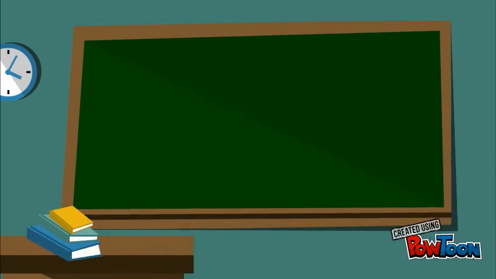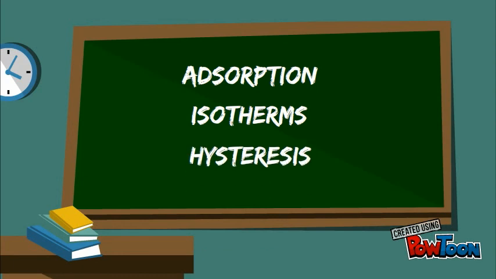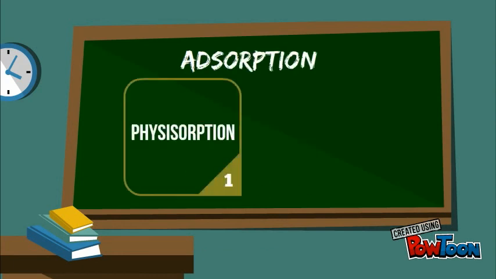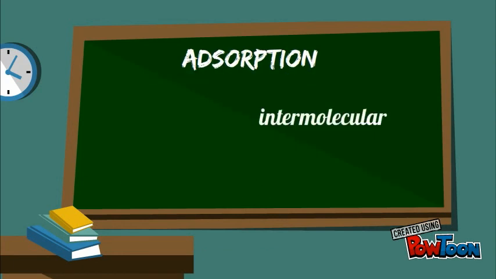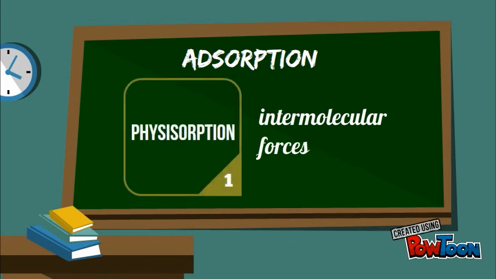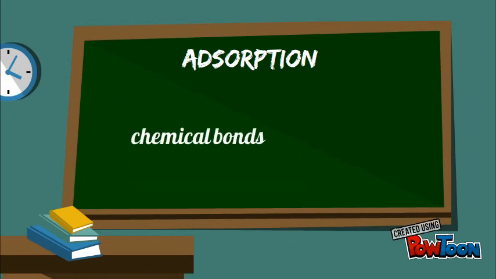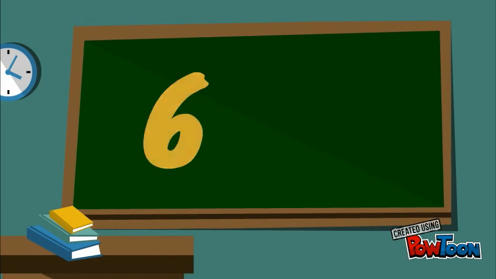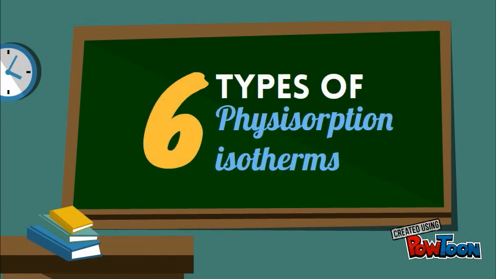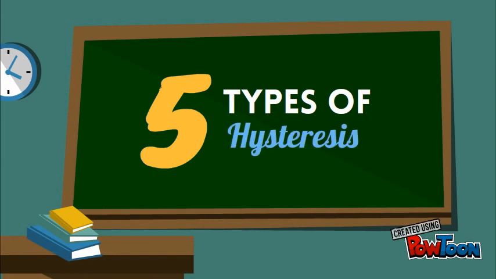Today, we learned about adsorption, isotherms, and hysteresis. Adsorption can be physisorption or chemisorption. Intermolecular forces are formed in physisorption, while chemical bonds are formed in chemisorption. There are 6 types of isotherms and 5 types of hysteresis.